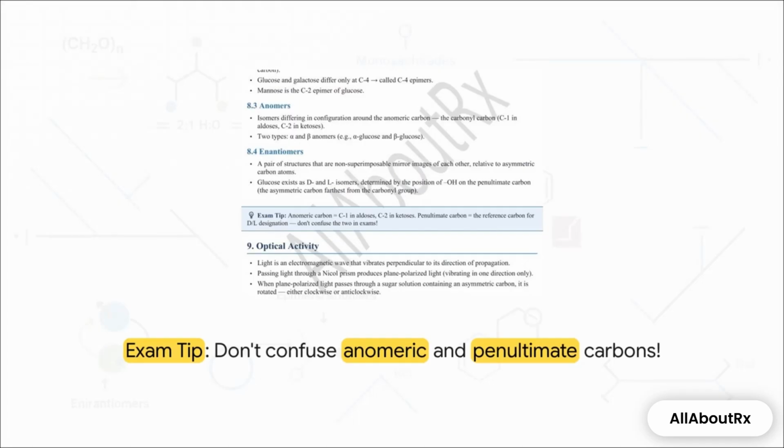I want to pause here and give you a massive exam tip. Never confuse the anomeric carbon with the penultimate carbon when you're assigning these names. The anomeric carbon is strictly for your alpha and beta anomers, while the penultimate carbon is the sole reference point for your D and L enantiomer designation. Make sure you keep those two totally separate in your mind.